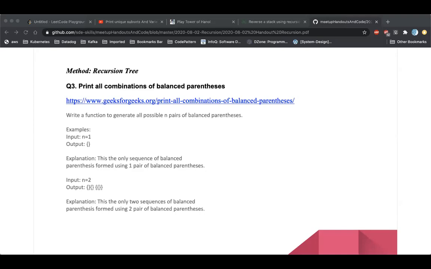No, we actually need to print it. Okay, yeah, we need to print it. I think we need to generate the structure also, right?